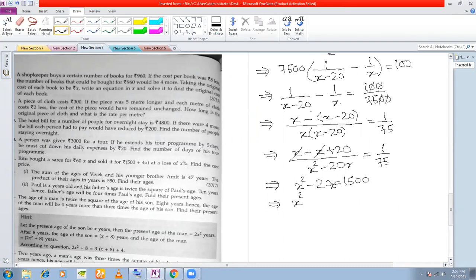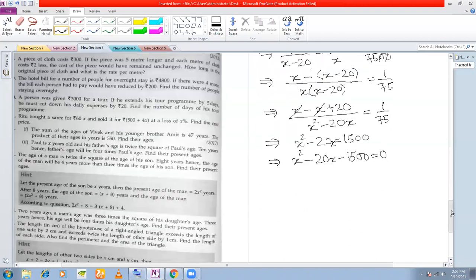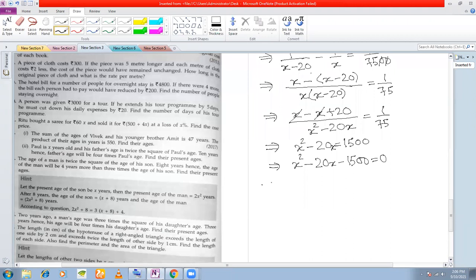So finally, the equation that you are getting is x square minus 20x minus 1,500. This can be factorized, I think, very easily. 50 into 30, as I can see the factors. So minus 50x plus 30x minus 1,500. You don't need to use Sridharacharya for this.